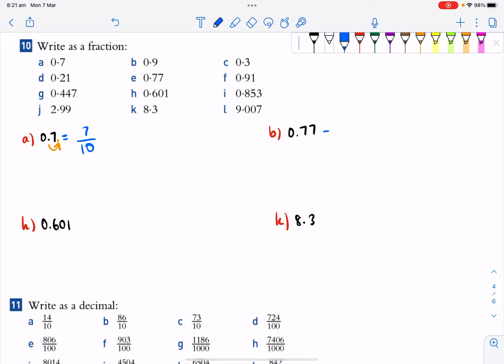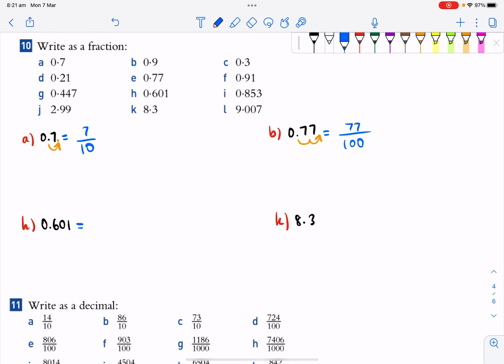Okay. Over here, with 77, we write 77 first, and then put your fraction line. Now all you have to do is look at the decimal place, and move it the number of times that would suit it. So 1, 2, that means you're going to do 100, because there's 2 zeros in 100.